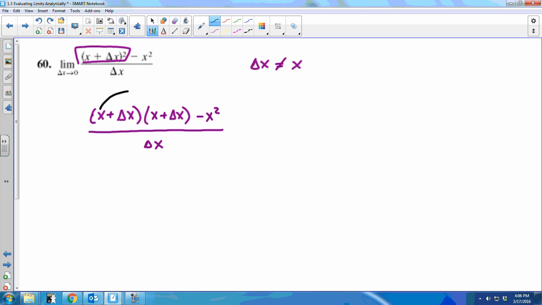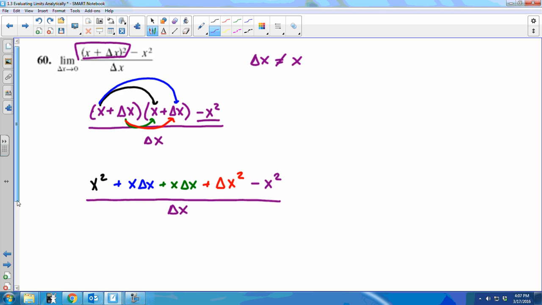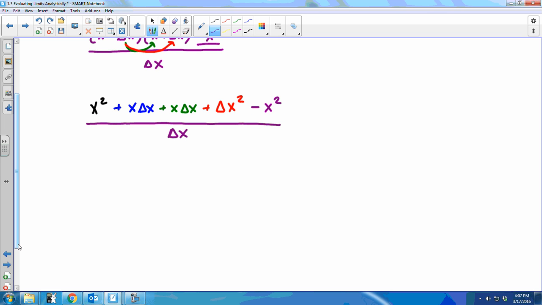So x times x is x squared. X times delta x is just x delta x. Again, they're not the same thing. Having x times y, you get x times y. Well, here we get x times delta x. Delta x times x is another x delta x. And then delta x times delta x is delta x squared. Then we still have this minus x squared to tack on, and it's all over delta x. I know it looks messy. Just doing some algebra. So now we need to simplify.